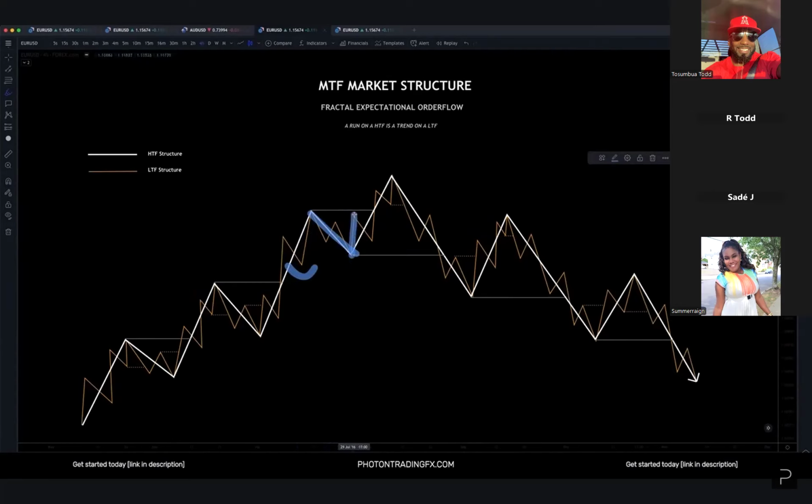Then we see that substructure breaks the upside, but the internal structure switches bullish again. We pull back in, and then we can target that weak high, and so on and so forth. M15 switches bearish again, then the 4 hour pulls back, and then we get that full-on trend reversal. Okay, so a run on a higher time frame is a trend on a lower time frame.